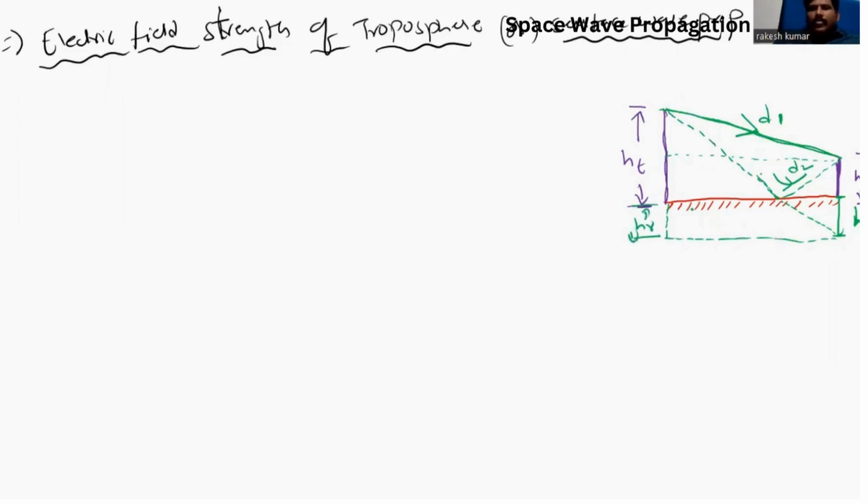Okay. So this is the brief structure regarding electrical field strength of troposphere. Here I am calling this T dash, I am calling this A, B, and this is M dash and R dash. So this is the diagram.